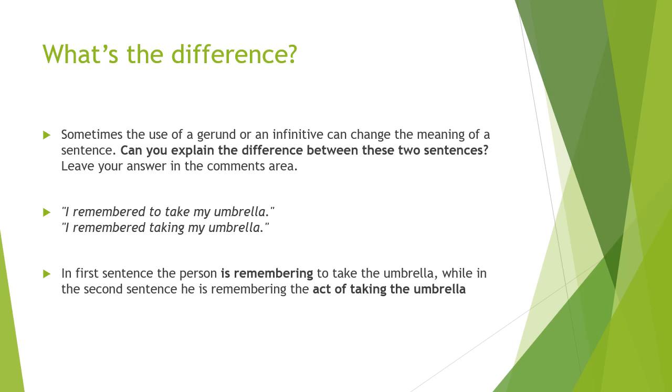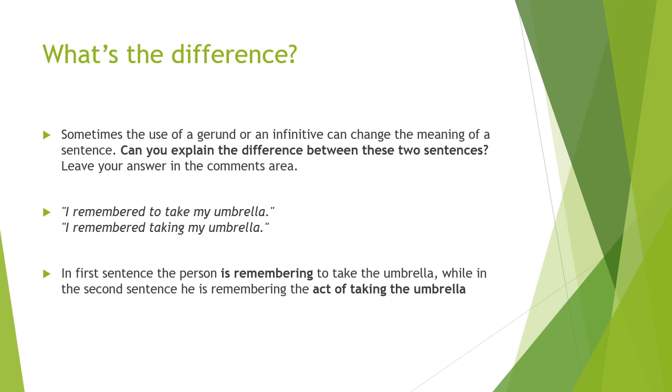So we have a sentence here, two sentences in fact. Very similar, but look at it carefully, they're different. The first one says, I remembered to take my umbrella. The second one says, I remembered taking my umbrella. What's the difference? What is the difference?